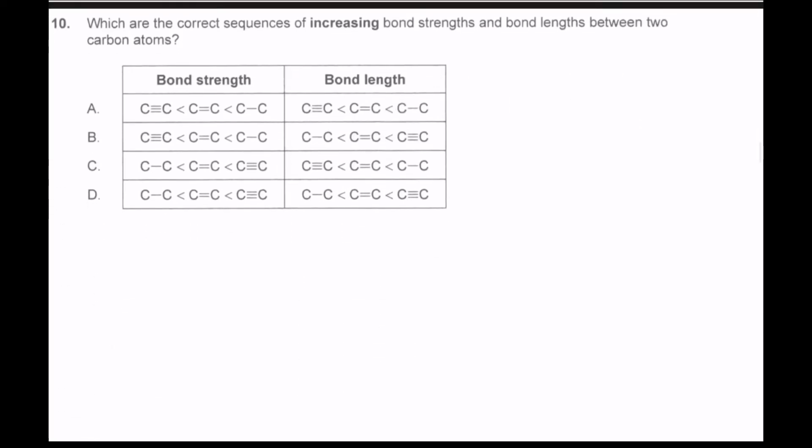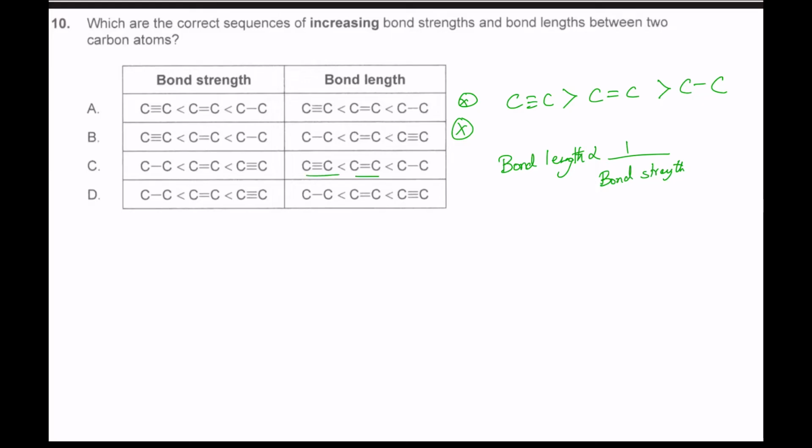Question 10. Which is the correct sequence of increasing bond strength and bond length between two carbon atoms? Basically, C triple bond C is stronger than C double bond C, which is stronger than C single bond C. So obviously these two options are wrong, so it is between C and D. Now, bond length is inversely proportional to bond strength. The one having the highest bond strength will have the shortest bond. So C triple bond C will have the shortest bond, then C double bond C, then C single bond C. So option C is the correct answer to this question.